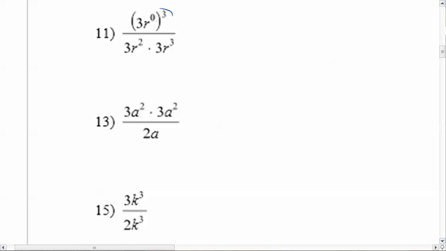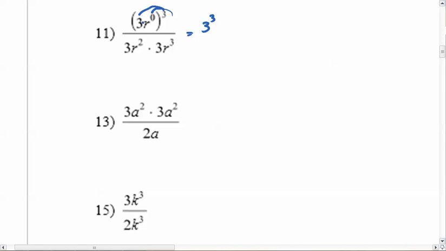So anyway, let's go ahead and look at the top first. We've got 3r to the 0 power, all to the third power. So this is a power of a product. The power is going to distribute to both of these. All right, so that will be 3 to the third power. Now please note this is not the distributive property. This is the property of the power of a product. The power goes to each of the pieces of the product because it's 3 times r to the 0.